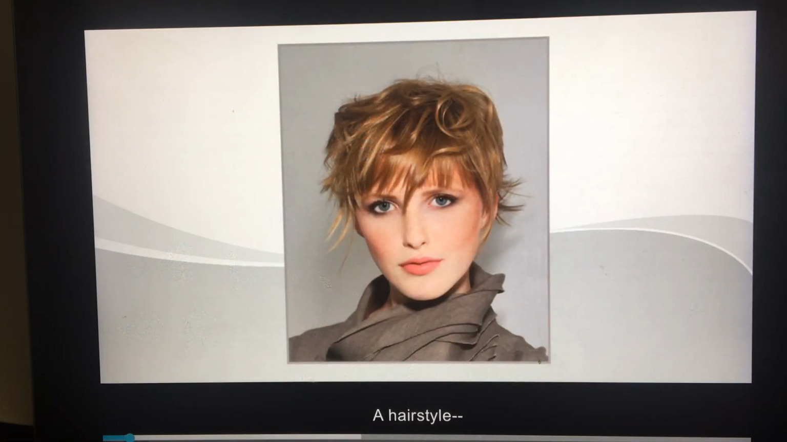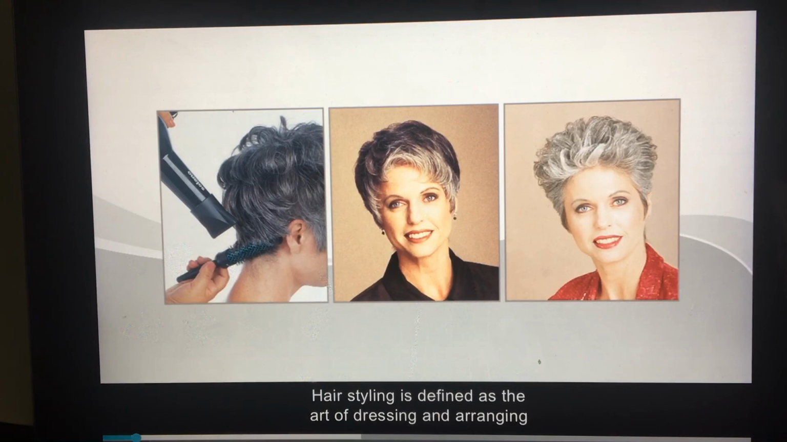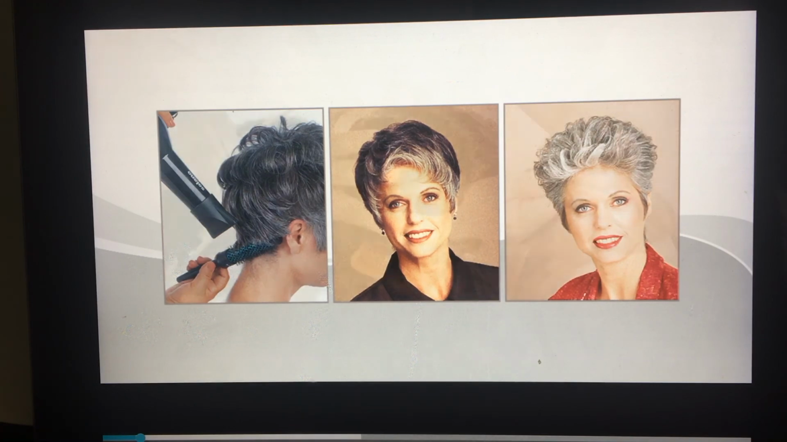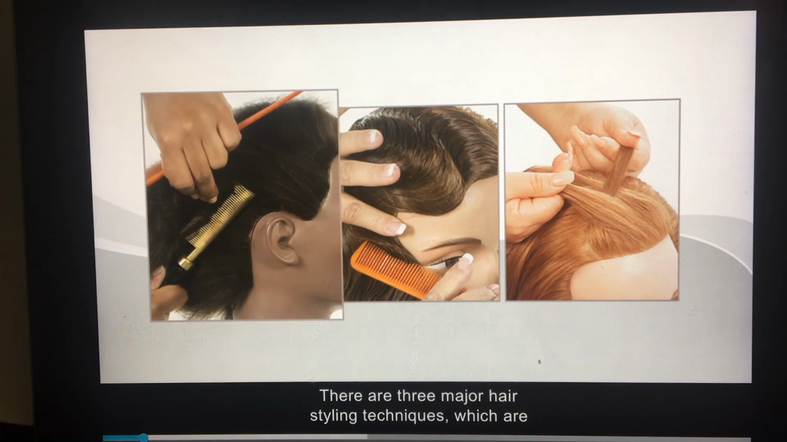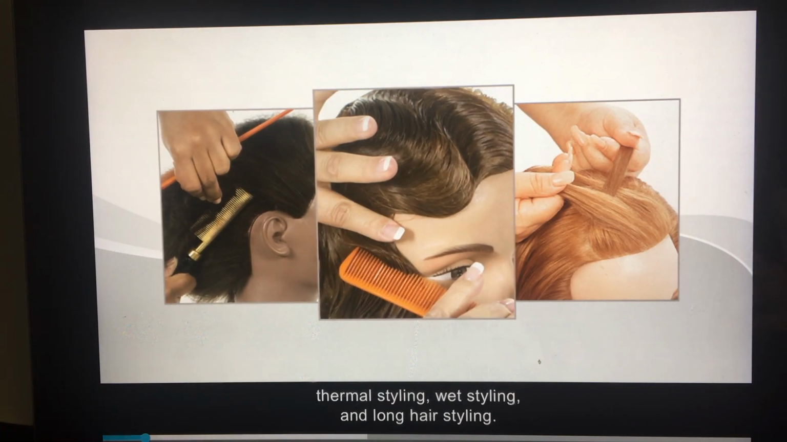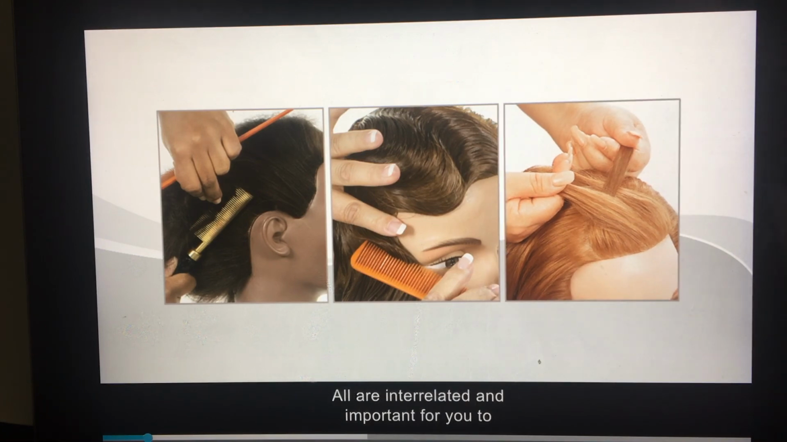A hairstyle can be a person's most identifiable or describable characteristic. Hairstyling is defined as the art of dressing and arranging hair to create temporary changes in the form and texture of the finished hairstyle. There are 3 major hairstyling techniques, which are thermal styling, wet styling, and long hair styling. All are interrelated and important for you to understand.